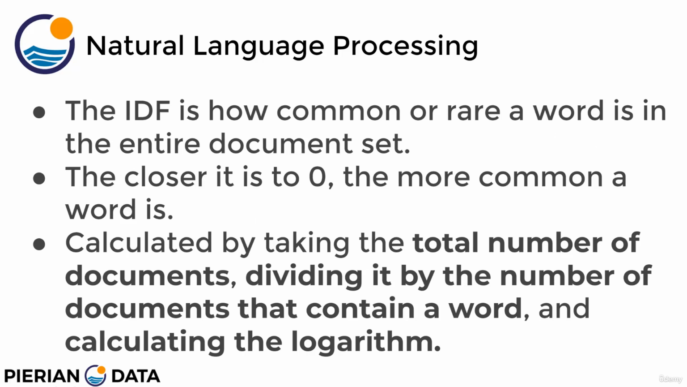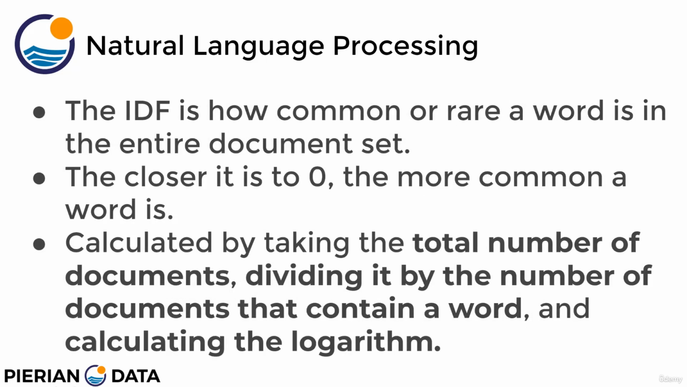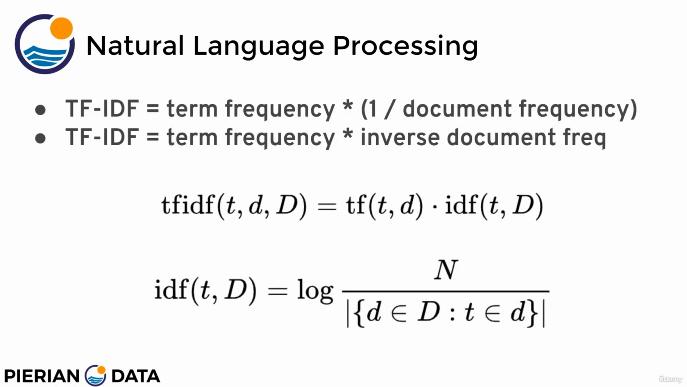So what is this in more simple terms? The inverse document frequency, again, is just a measure of how common or rare a word is in the entire document set. The closer it is to 0, the more common a word is. It's calculated by taking the total number of documents, dividing it by the number of documents that contain that specific word, and then calculating the logarithm. And then TF-IDF is simply the term frequency multiplied by the inverse document frequency. Here we have the equations, where TF-IDF is simply equal to TF multiplied by IDF. And we can see the formal mathematical way of writing inverse document frequency. But recall, it's simply calculated by taking the total number of documents, dividing it by the number of documents that contain that specific word, and then calculating the logarithm. That's what's being shown here in terms of t, d, and capital D.